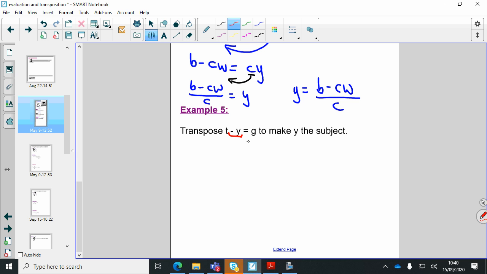So what we need to do first, when there is a minus in front of the subject, in this case the y, is bring the subject across to the other side. And in this case, we need to add y to that side. Okay, so it's a bit of a special case, this, when you've got a minus in front of your subject. So if we add y to the right hand side, we get t equals g plus y.